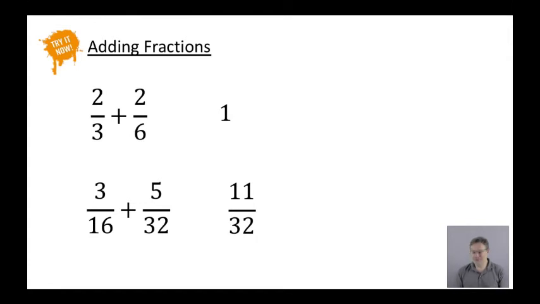For the second pair of fractions, 3/16 and 5/32, the least common multiple of 16 and 32 is 32. And all we have to do is double the top and bottom of the first fraction there, so that we have 6 32nds plus 5 32nds for a total of 11 32nds. 11 is prime, and so there's no way that we can reduce that any farther.